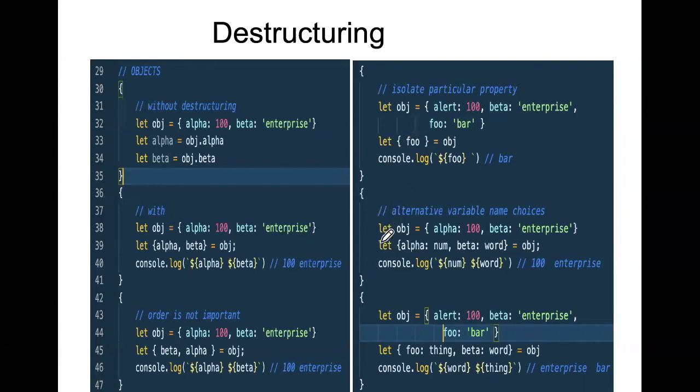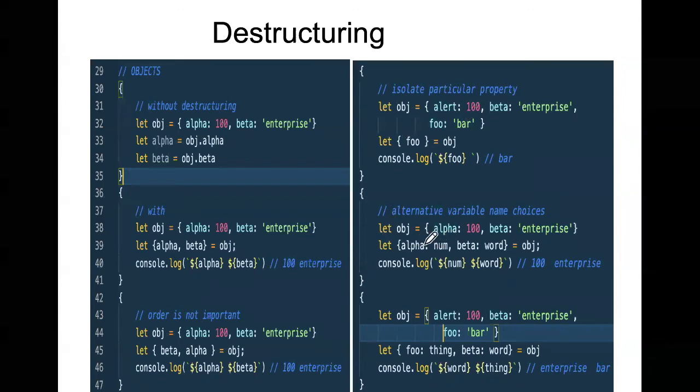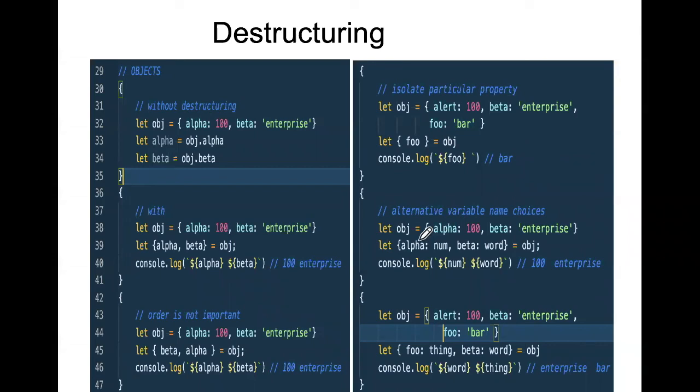Down here, what I'm illustrating is if the variables that you want to declare, you don't want to give them the same name as the keys, then this is how you express it. So what this is saying is find the key alpha inside my object, declare a new variable called num, and assign it the value associated with the key alpha. And so when we do console.log of num here, it's going to come out at 100. So this is how you change the name of the variable to be something other than the corresponding key name, if that's what you want to do.